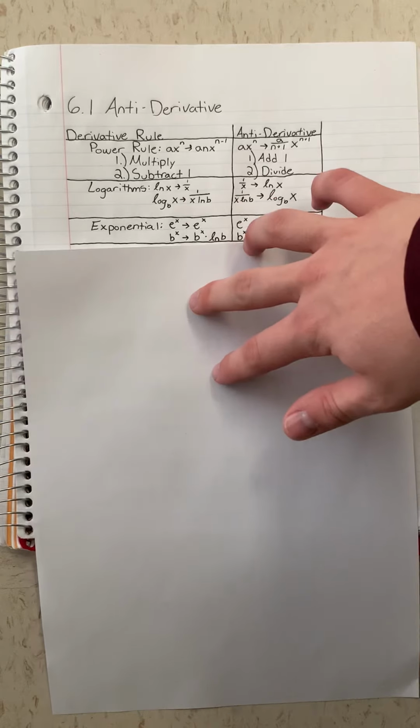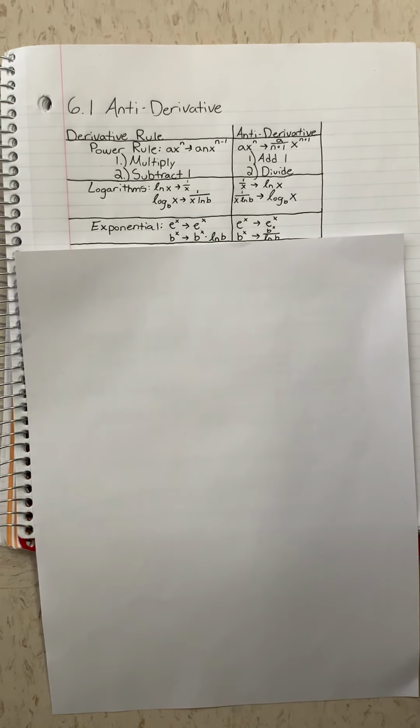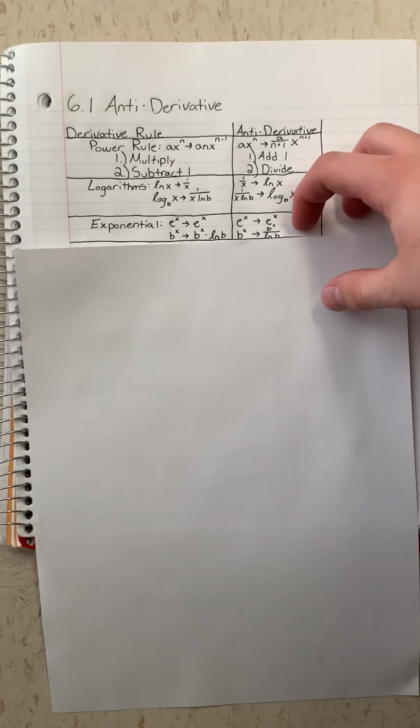The next section we have is the exponential. For e to the x, that's the easiest one. For the normal derivative rule, it's just e to the x, and same for the antiderivative, it goes from e to the x to e to the x. For b to the x, it does change slightly. Instead of going from b to the x to b to the x times the natural log of b, it will instead turn to b to the x over the natural log of b.